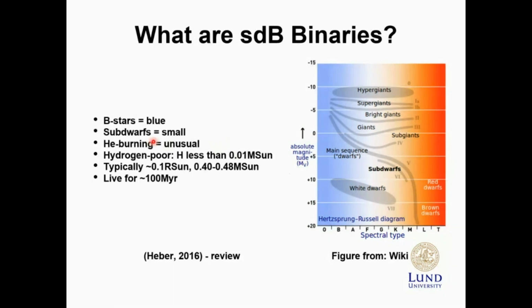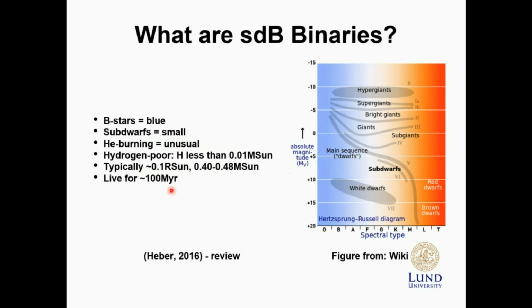And additionally, those subdwarf B stars don't have almost any hydrogen in them, which is unusual, because the typical material of which stars are made contains a lot of both hydrogen and helium, but in this case these stars are made almost entirely out of helium, and they burn only helium. And these subdwarf B stars are approximately 10 times smaller than the sun, and they have typical masses about half that of the sun.